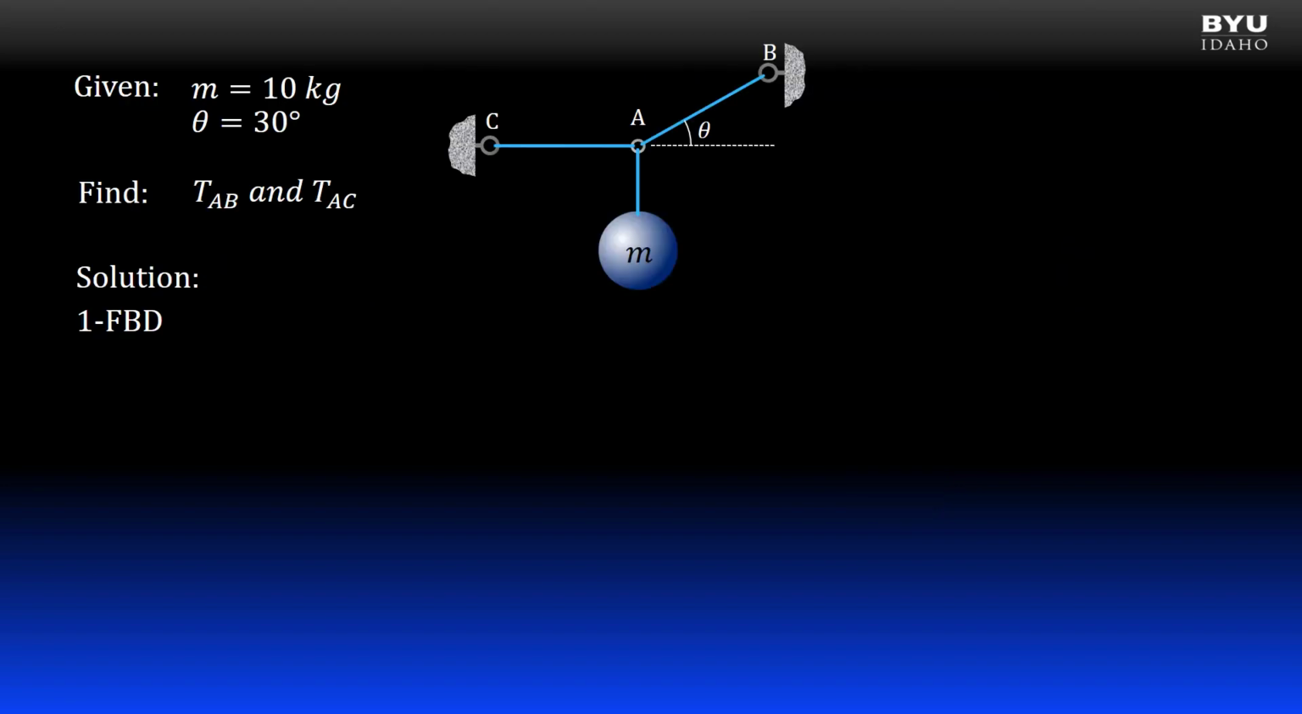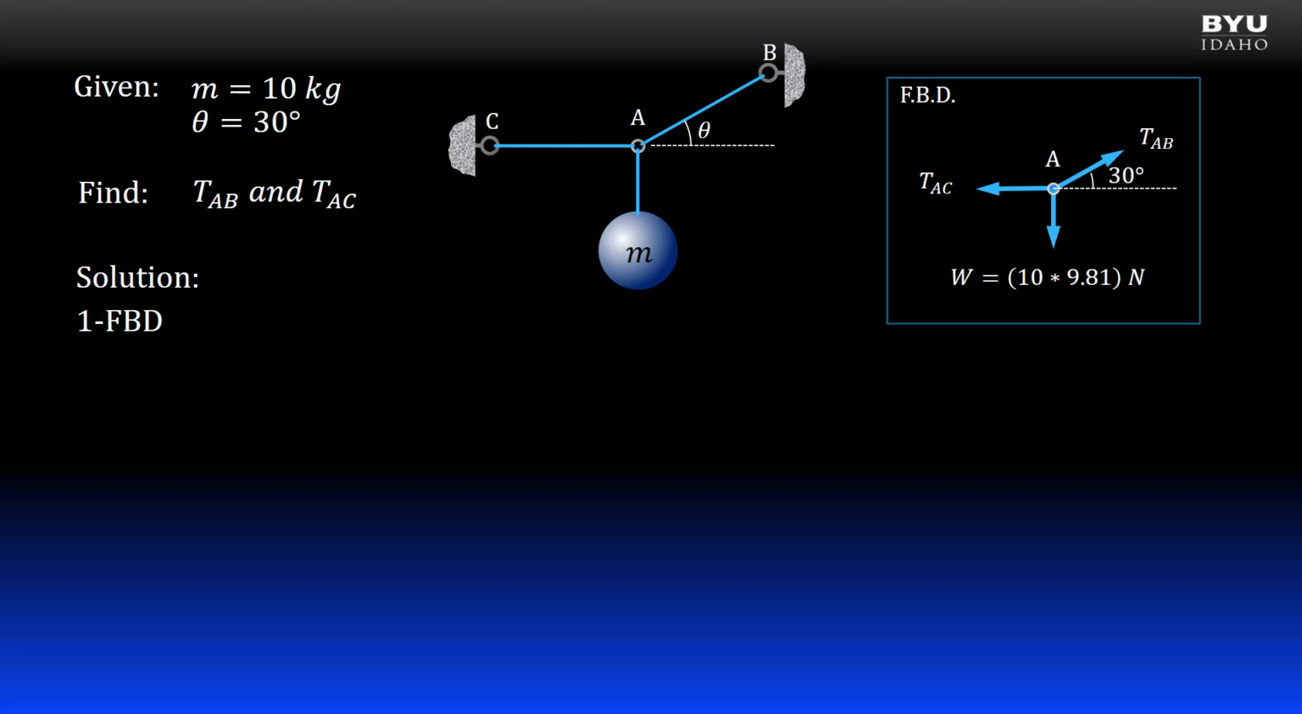To begin, we'll draw a free body diagram of particle A. Notice that we have tension in chords AB and AC, and we also have the mass. We need to convert the mass to a weight, which is a force. We can do this by multiplying the mass in kilograms by our gravitational constant in SI units, 9.81 meters per second squared. This will give us units of newtons. Often, in simple problems like this, I will do that directly in the free body diagram.